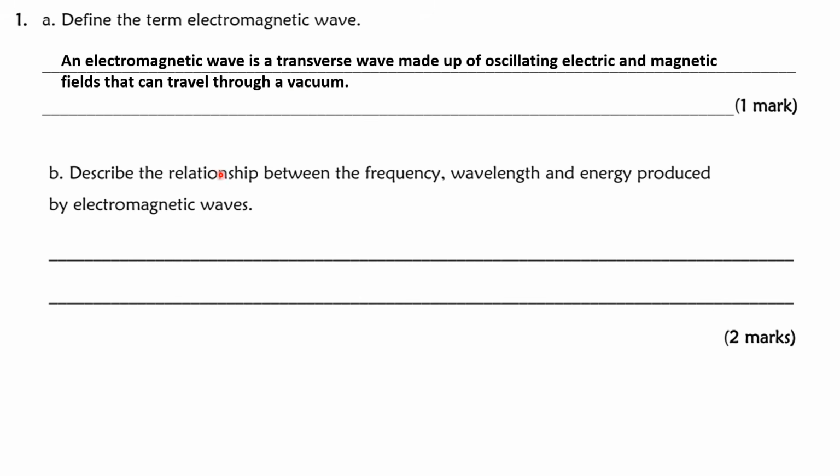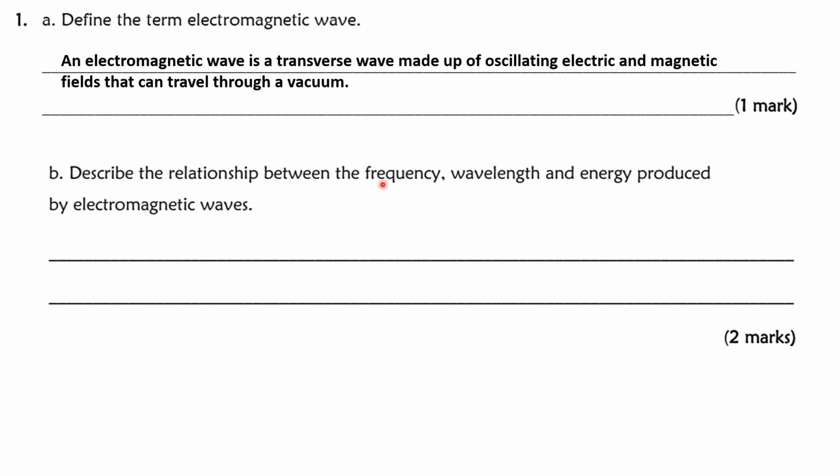Number 2, describe the relationship between the frequency, wavelength, and the energy produced by electromagnetic waves. All right, so frequency, remember, is the number of complete oscillations made per second. And the wavelength is the distance between adjacent parts of a wave which are in phase. So these concepts or properties of waves are related one to another. So the examiner is asking us to describe that relationship.